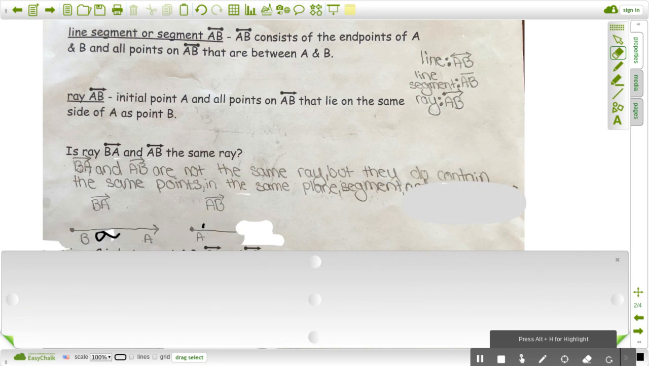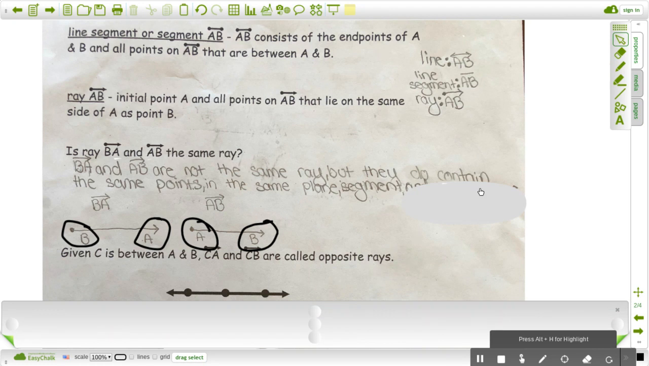So if we draw this out, BA does contain the same points, but they're drawn in a different way. Here, B is the endpoint, and here A is the endpoint. Here, point A is facing the arrow. Here, point B is facing the arrow. The only difference is the letters are switched around. So let's move on.